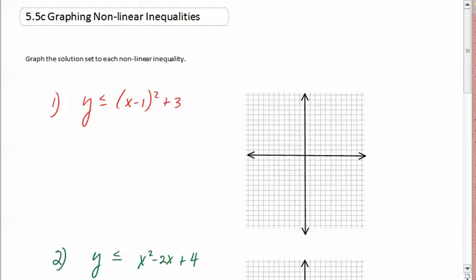Alright, we're going to take a look at graphing nonlinear inequalities. Graph the solution set to each nonlinear inequality. So we're going to take a look at this. This is in what some books call vertex form.